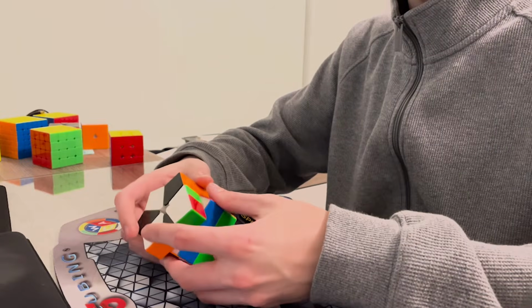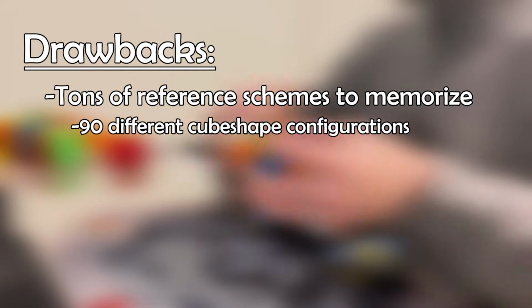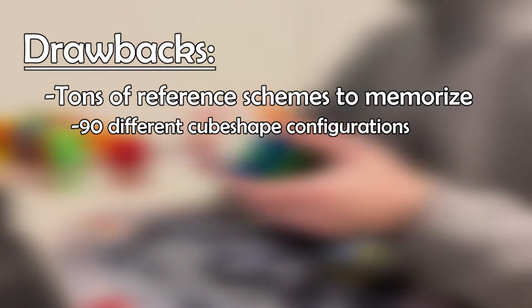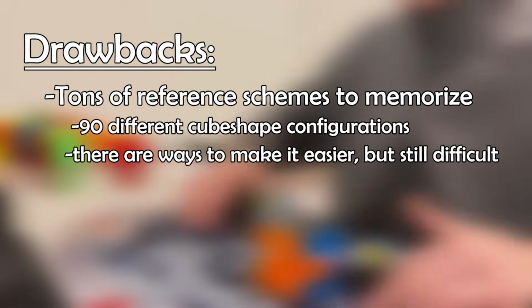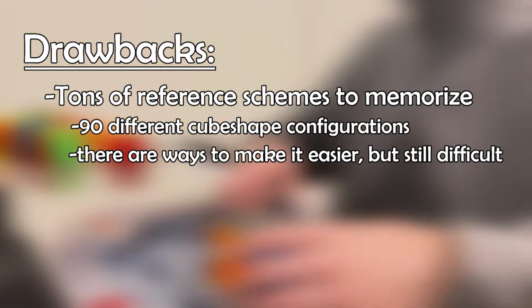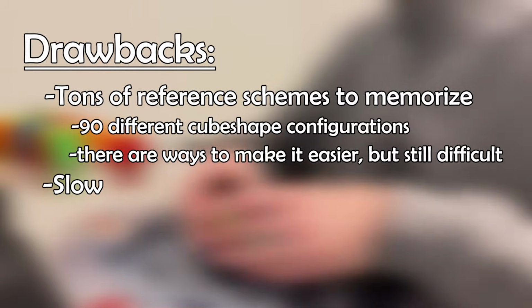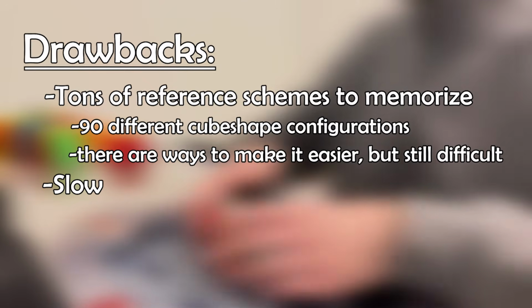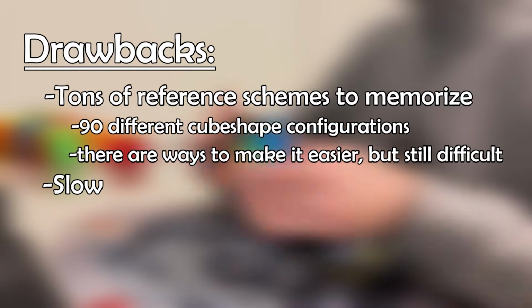However, there were certainly some drawbacks. For one, you'd technically have to memorize a different reference scheme for all 90 cube-shaped configurations. Although this is certainly alleviated quite a bit by trying to maintain a consistent order of colors, it's still not perfect. Secondly, this method is slow. Attempting to track cycles of pieces while simultaneously trying to recall the specific reference scheme for that case takes a lot of time and effort.